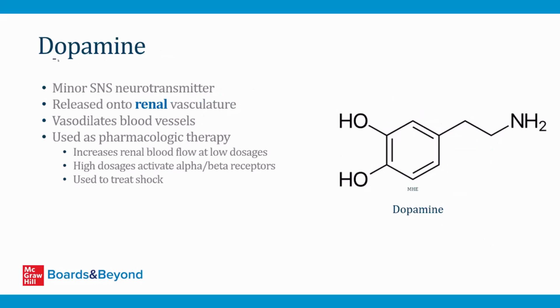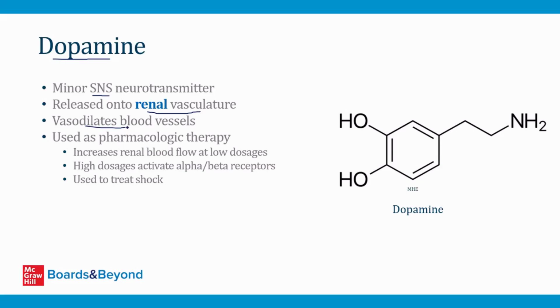Let me briefly mention dopamine. It's a minor neurotransmitter of the sympathetic nervous system. The major neurotransmitter, as I said, is norepinephrine, but there are some nerve fibers that use dopamine. Most of these are found in the kidneys, and they innervate blood vessels in the kidneys, so the renal vasculature is influenced by dopamine through the sympathetic nervous system. Dopamine release in the kidneys can vasodilate blood vessels and increase blood flow to the kidneys.